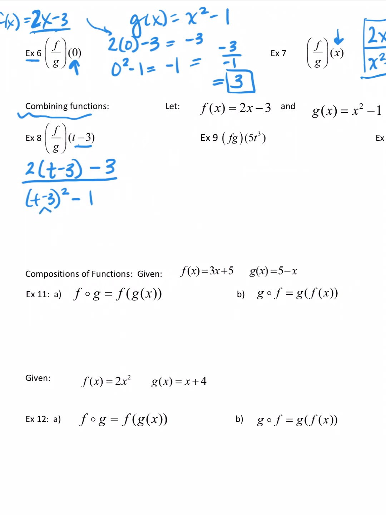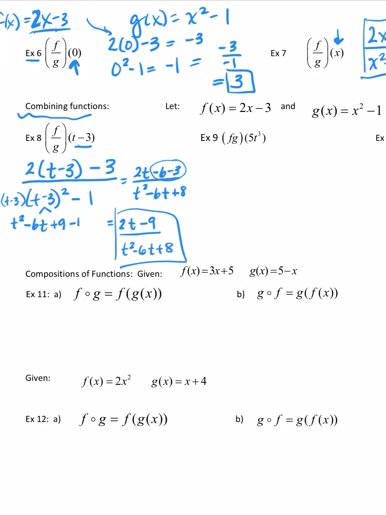The bottom, this one I'm going to have to FOIL. So I'm going to have to do t minus 3 times t minus 3, which would give me t squared minus 6t plus 9 minus 1. So when I clean it up, I'll have 2t minus 6 minus 3 over t squared minus 6t plus 8. Not quite finished because I can combine these terms, so I would finish by saying 2t minus 9 over t squared minus 6t plus 8. All right, so it looks a little messy, but look, we're just plugging an expression into the equations.